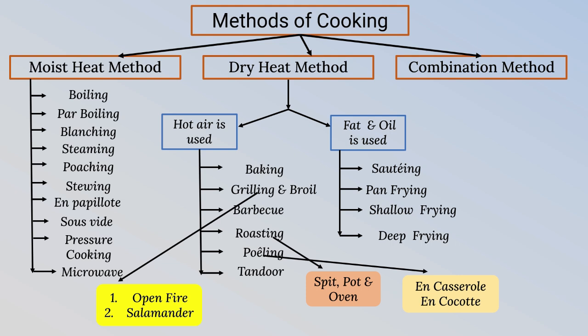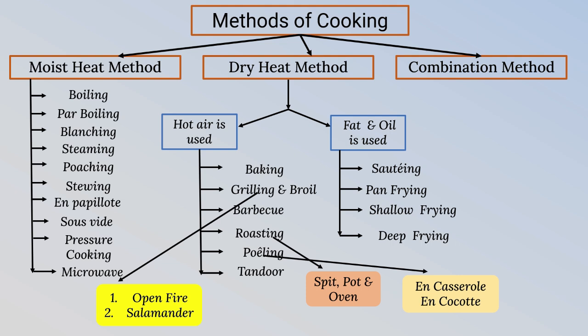So till now we have discussed methods of cooking under two different mediums. One is the moist heat method, the other one is the dry heat method. Under the moist heat method, why is it called moist heat? Because there is a use of water in all the cases, and we have named the methods which are already on display on your screen. The dry method is subdivided into two parts. One is hot air, the other one is fats and oils. Under hot air, we have listed down the methods of cooking and their sub methods. Similarly, for fat and oil, we have also discussed the methods.